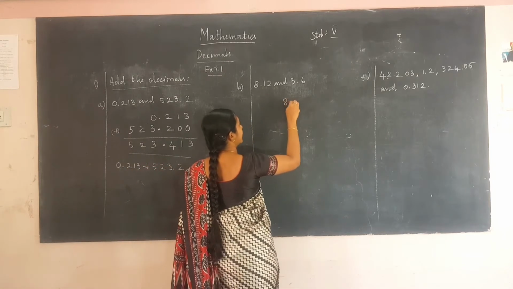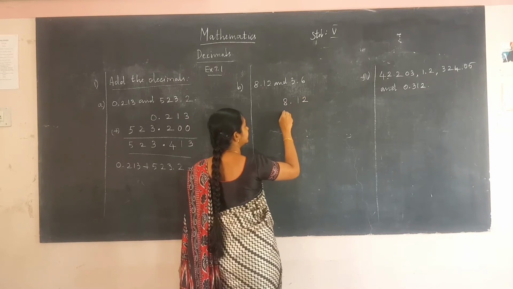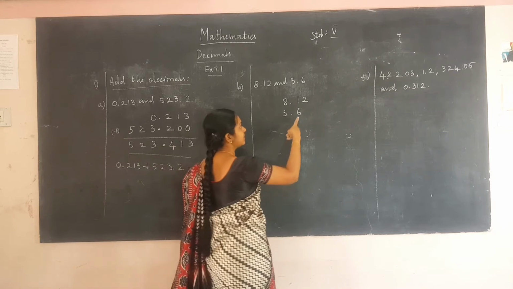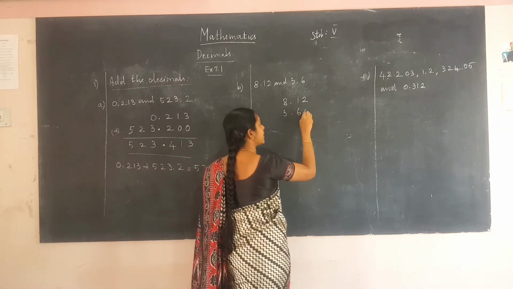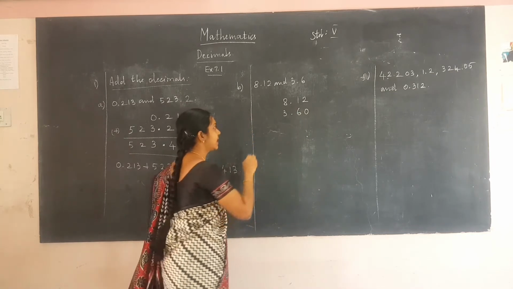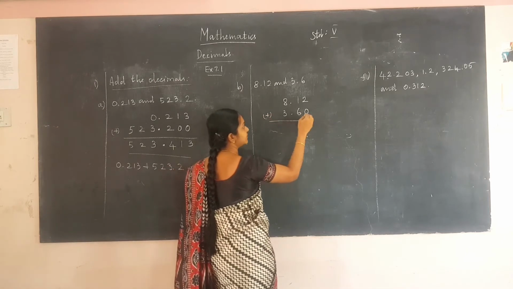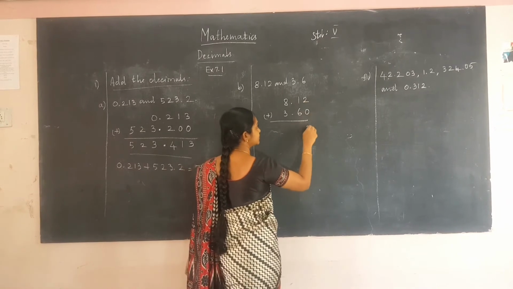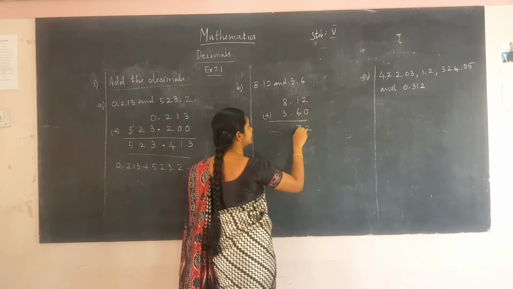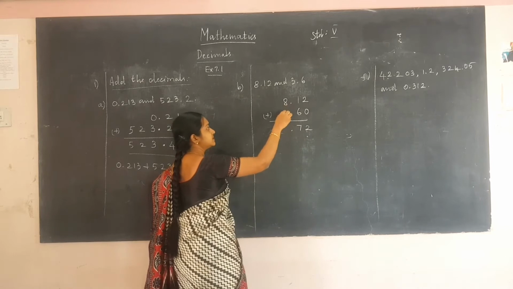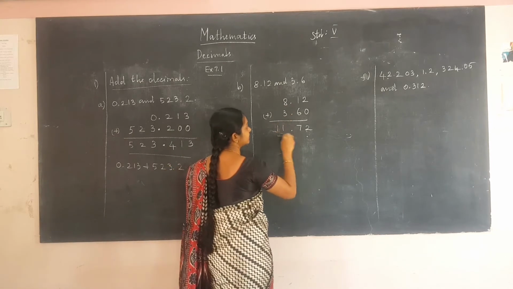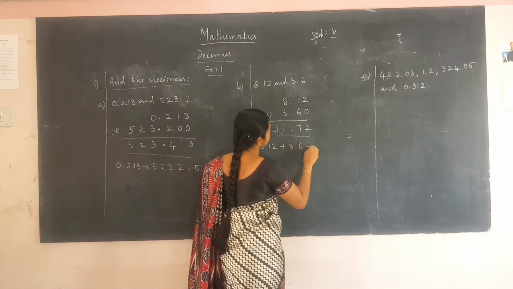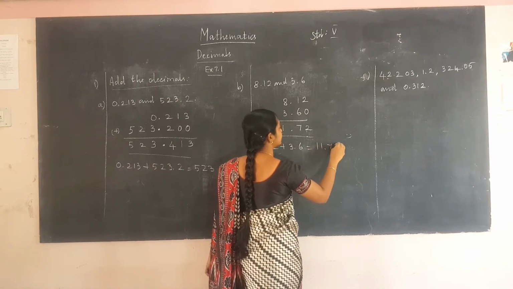Next, 8.12 and 3.6. Here after the decimal point we have 2 places, but here we have only 1 place. So we have to put a 0 in that place and then start adding. We have converted them into like decimals. 2 plus 0 is 2. 6 plus 1 is 7. 8 plus 3 is 11. So 8.12 plus 3.6 is equal to 11.72.